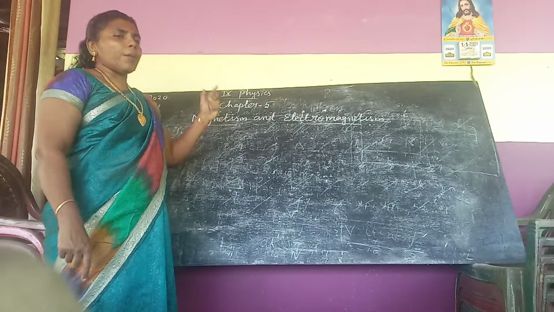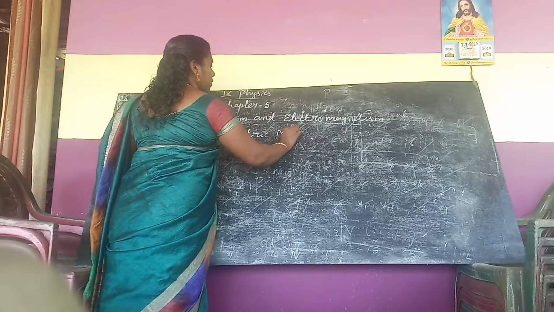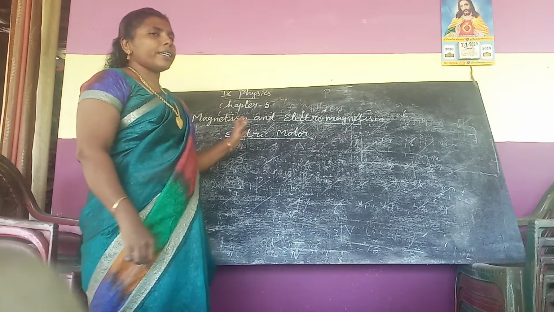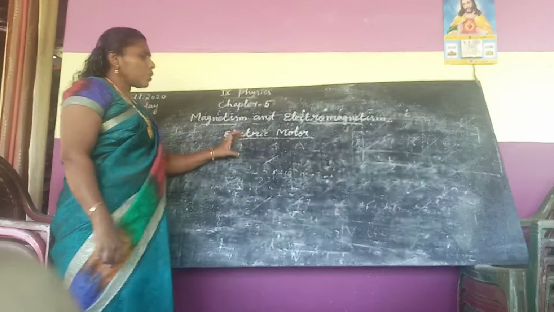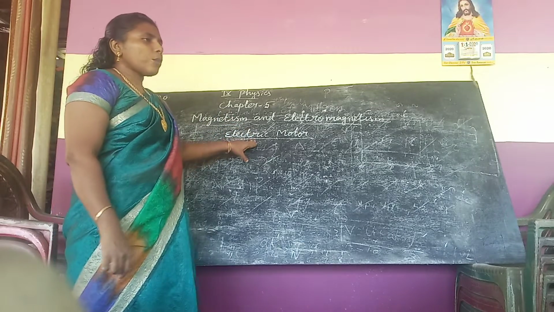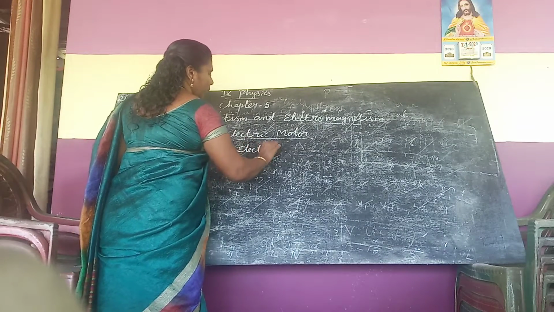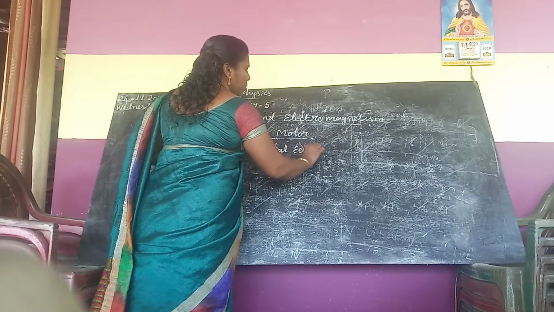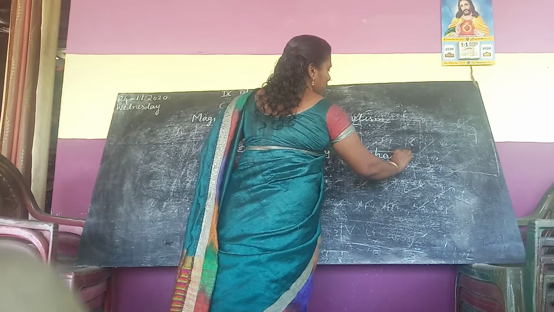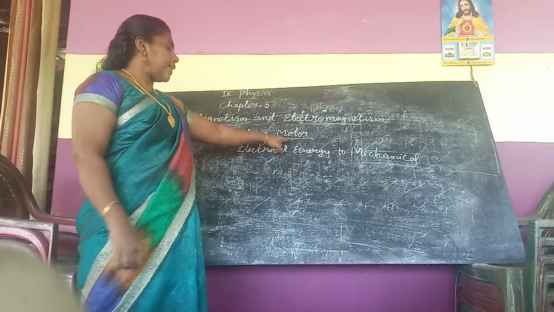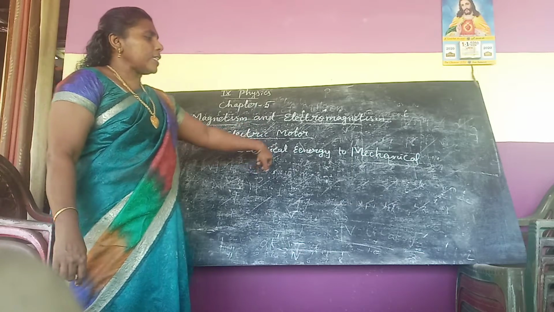Now, today we will learn about the electric motor, or DC motor. DC motor means you also have to write electric motor. Now, what is the use of this electric motor? An electric motor converts electrical energy into mechanical energy. See, electric motor converts electrical energy into mechanical energy.